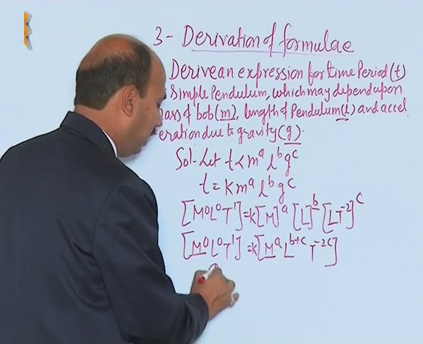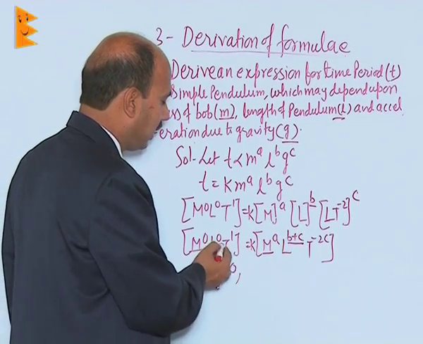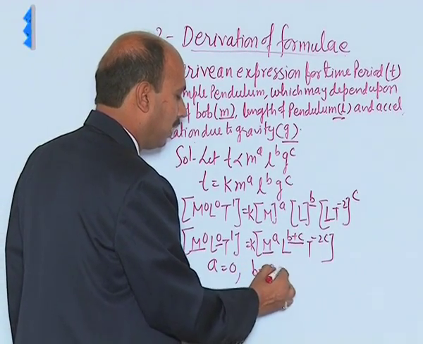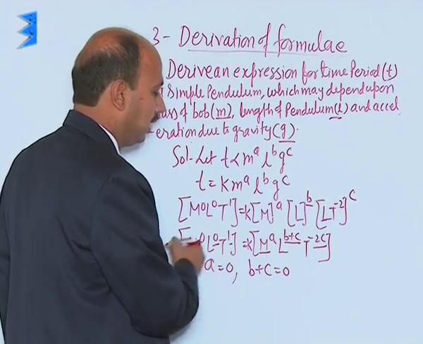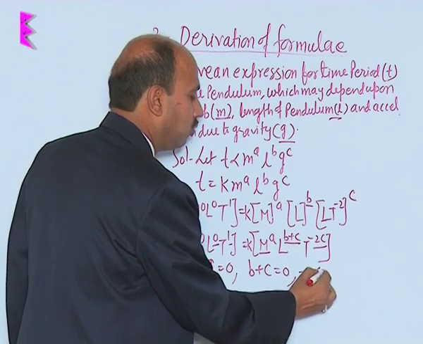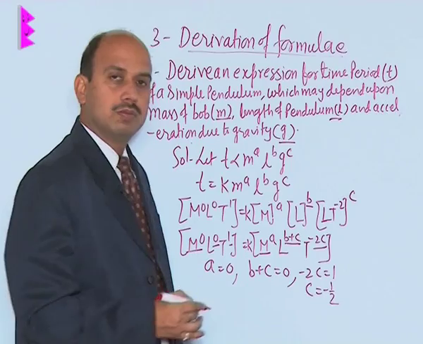So, we can write a is equal to 0. Here L raised to power b plus c, here L raised to power 0. So, we can write b plus c equal to 0. Here t raised to power minus 2c, t raised to power 1. So, we can write minus 2c is equal to 1. So, c is equal to minus 1 by 2.